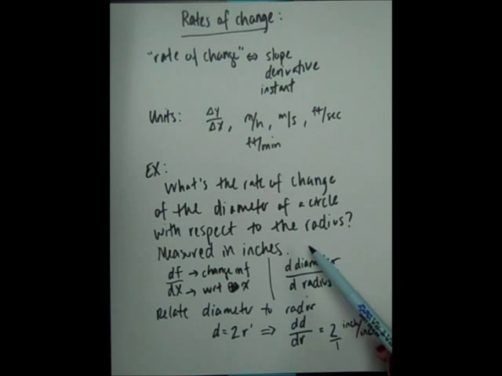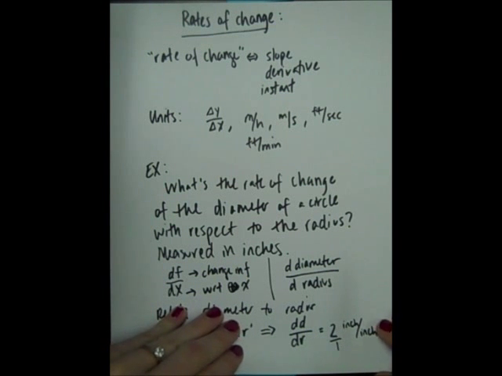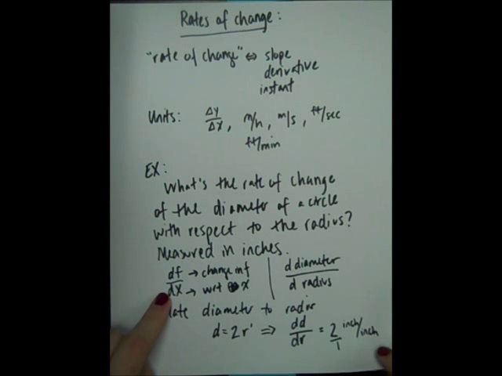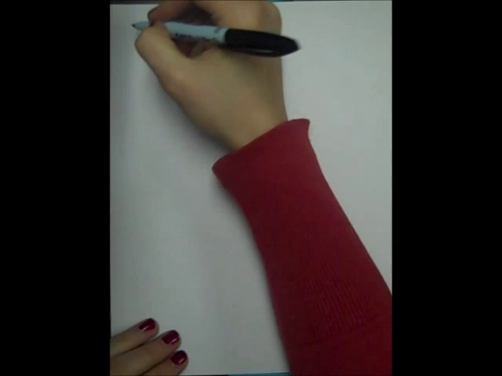So that's what this means: the rate of change of the diameter with respect to the radius, we took our derivative and we got 2 inch per inch. That says that the diameter changes 2 inches every time the radius changes 1 inch. So that's the idea behind this rate of change: we're not necessarily looking for df/dx anymore. Now we're looking for d something d something. Let's do another example of this.